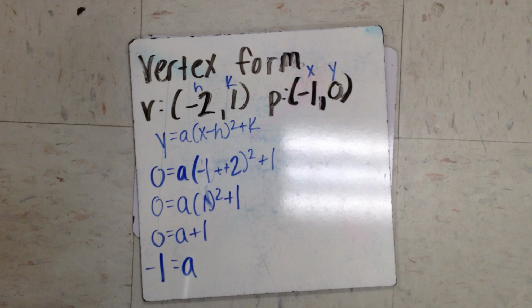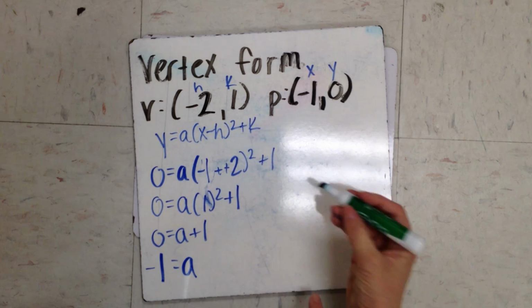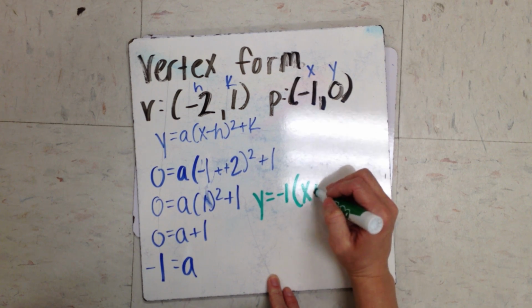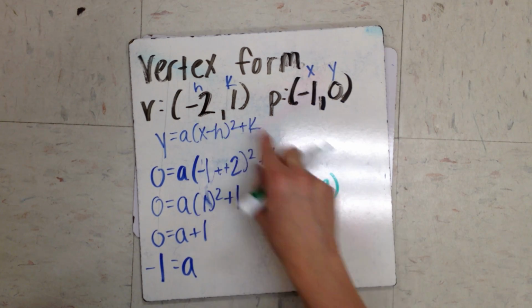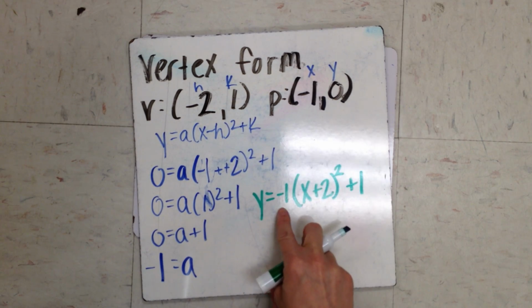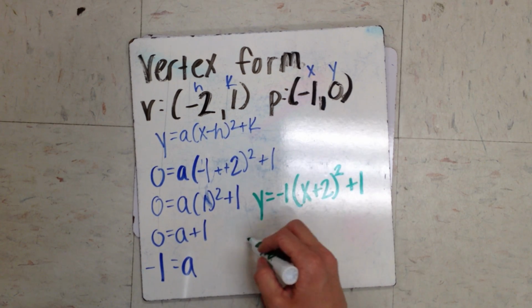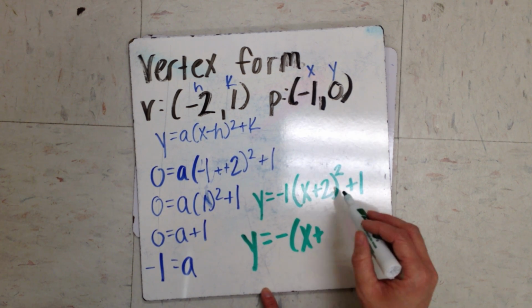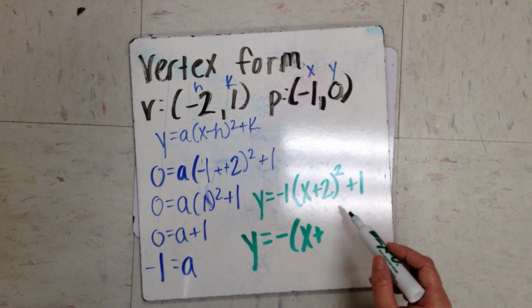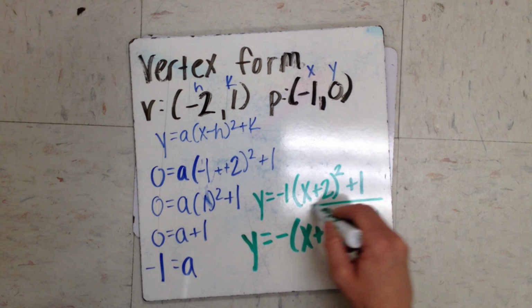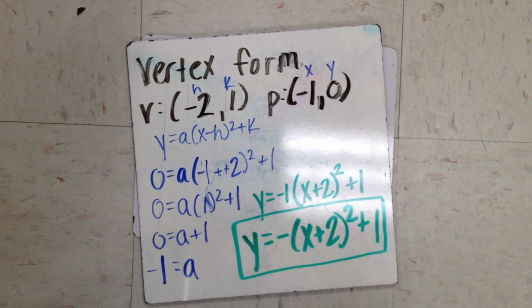We have all the information we need, substitute in those values. So we'll get y equals negative 1 times x minus negative 2, x plus 2 squared plus 1. But once again, we have a value of negative 1, so I can just write that as y equals the negative, open parentheses, x plus 2 squared plus 1. And that is that equation in vertex form.